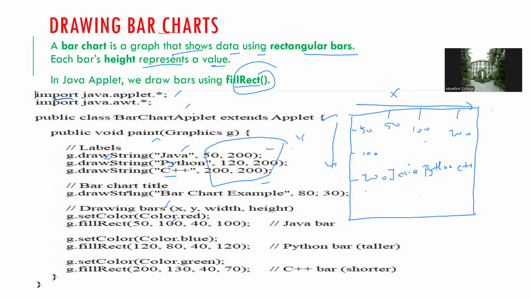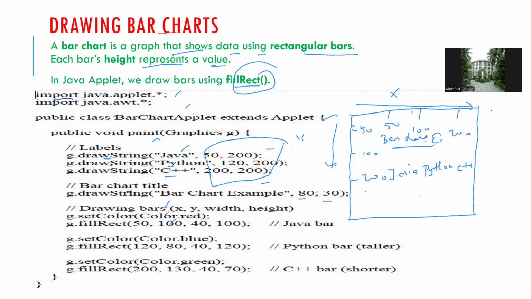So next, the bar chart title. You see it is at the coordinates 80, 30. 80 I will be having here. Okay. 30 I will be having here, which means here, the title "Bar Chart Example" will be here.